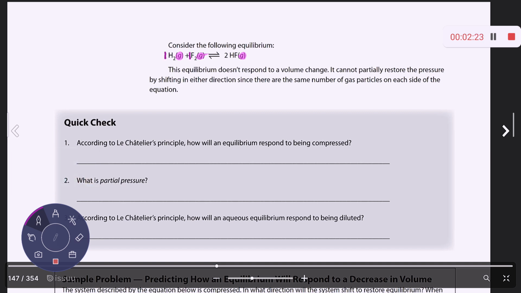So here I've got two gases on the reactant side, and I also have two gases on the product side. So when the number of coefficients is the same, okay, for the gases, that means that if you change the volume, there is no way for you to restore or relieve some of the added pressure because the number of gas particles is the same. So this type of equilibrium mixture will result in no observable change, okay?